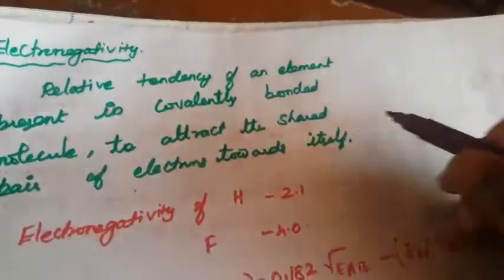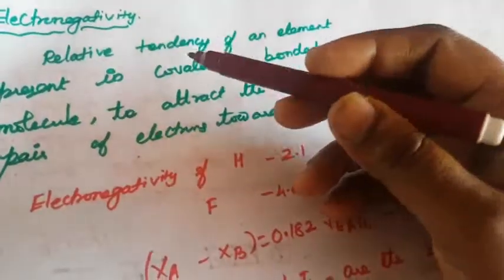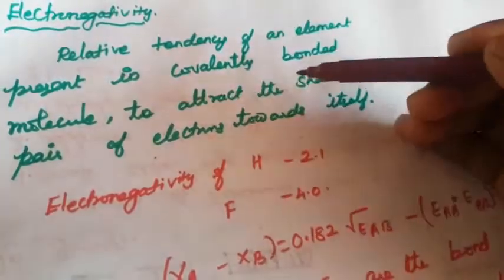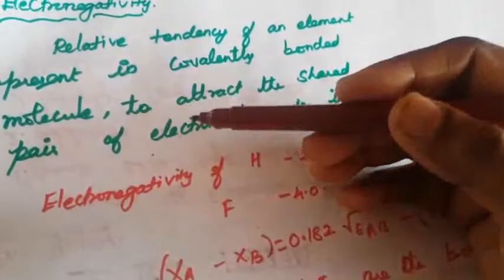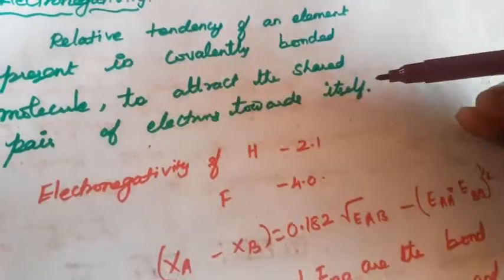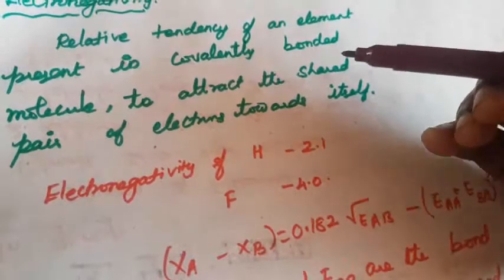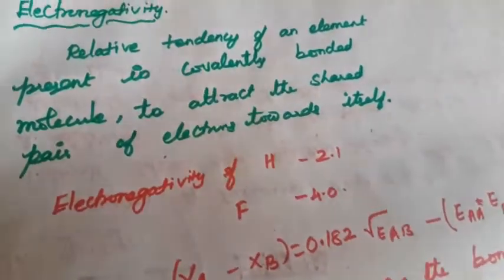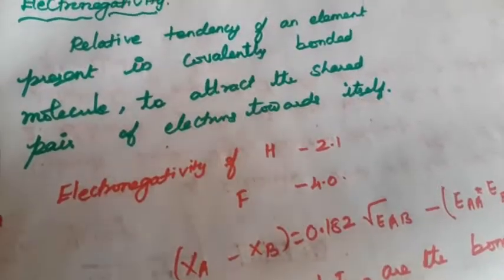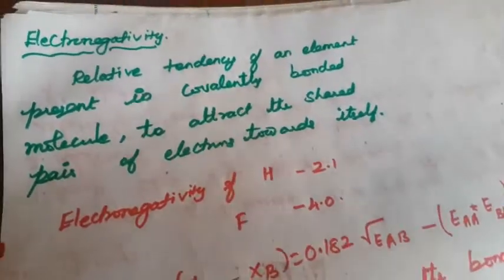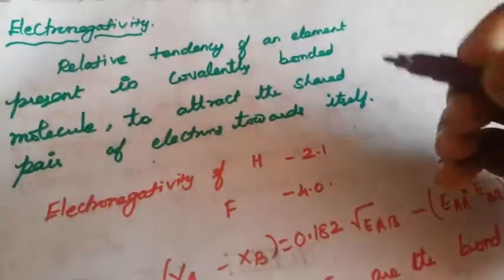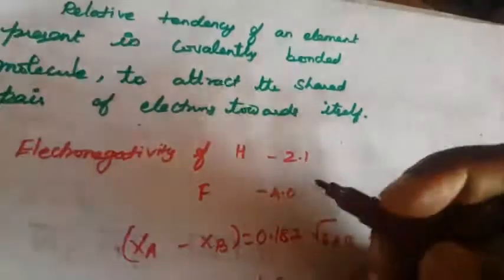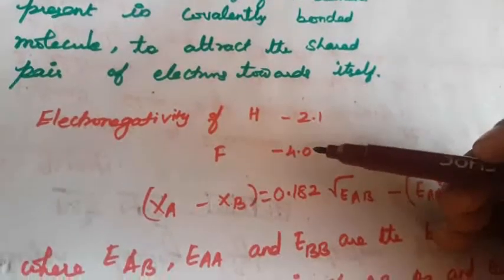Okay, so next one, what is meant by electronegativity? It is the relative tendency of an element present in a covalently bonded molecule to attract the shared pair of electrons towards itself. So what is the meaning of that? Any atom that has the tendency to pull a pair of electrons towards itself, that is called electronegativity. So electronegativity is not a process.